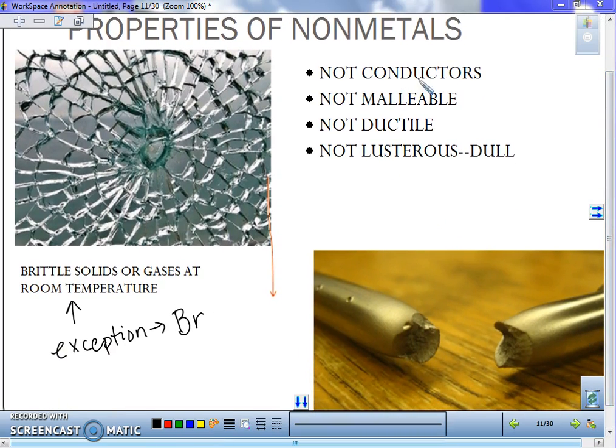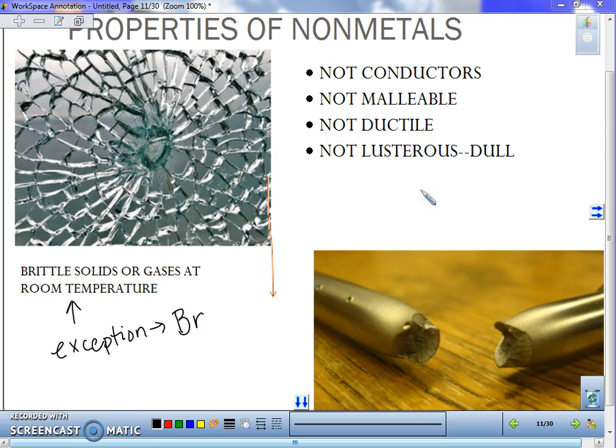Nonmetals. Nonmetals do not conduct electricity. They do not conduct heat. That's why oftentimes nonmetals are used as insulators. They are not malleable. Most of them are very brittle, so if you hit them or strike them, they will shatter. They're not ductile. If you attempt to pull them into a wire, if you can even get that far, they will break. And they're not lustrous. They're not shiny. Most of them are dull.